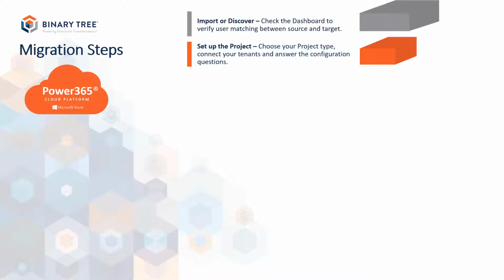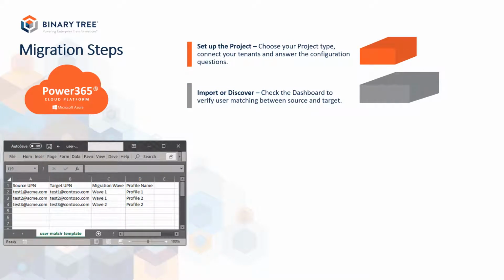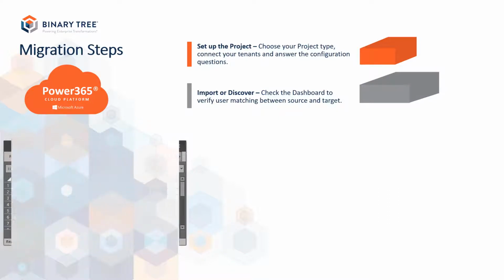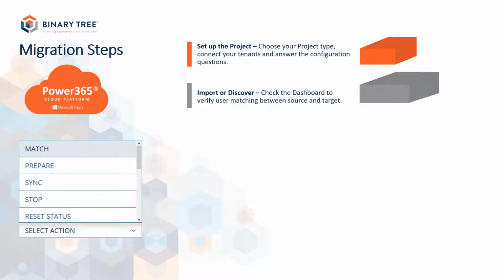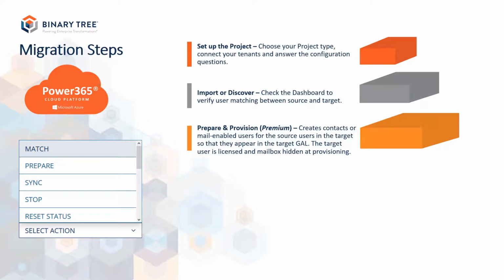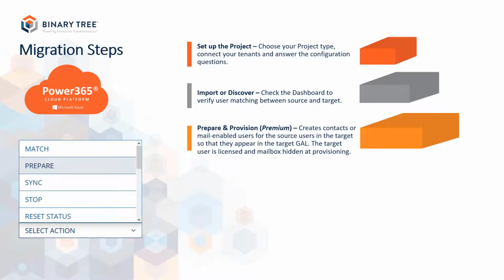Once you've selected your project type, you will either need to upload your inventory of mailboxes or determine which attribute pairs are best for matching. Don't forget to create your target mailboxes unless you are using the premium project that automatically creates and licenses them for you. If you have premium integration, then you have the option to create your users, license them, and set up collaboration between source and target.